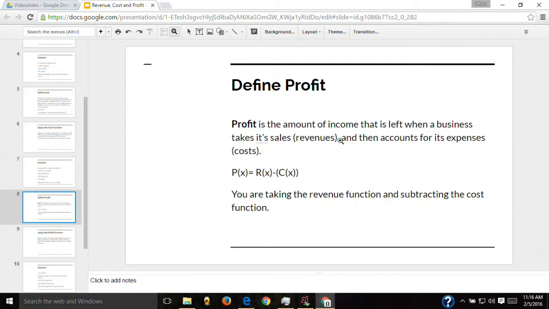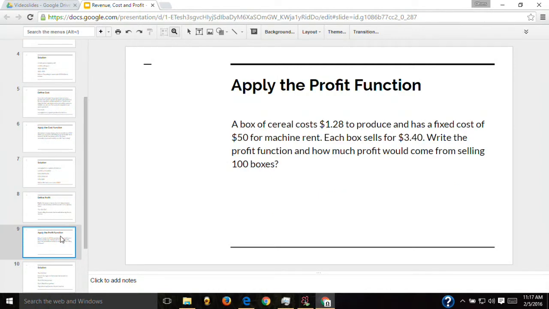Alright, so let's go ahead and start talking about what profit is. Profit is the amount of income that is left when a business takes its sales, the revenue, and then accounts for its expenses, the costs. So really what we're talking about here is that my total profit is equal to my total revenue minus my total costs. You are taking the revenue function and subtracting the cost function. So let's apply the profit function here.